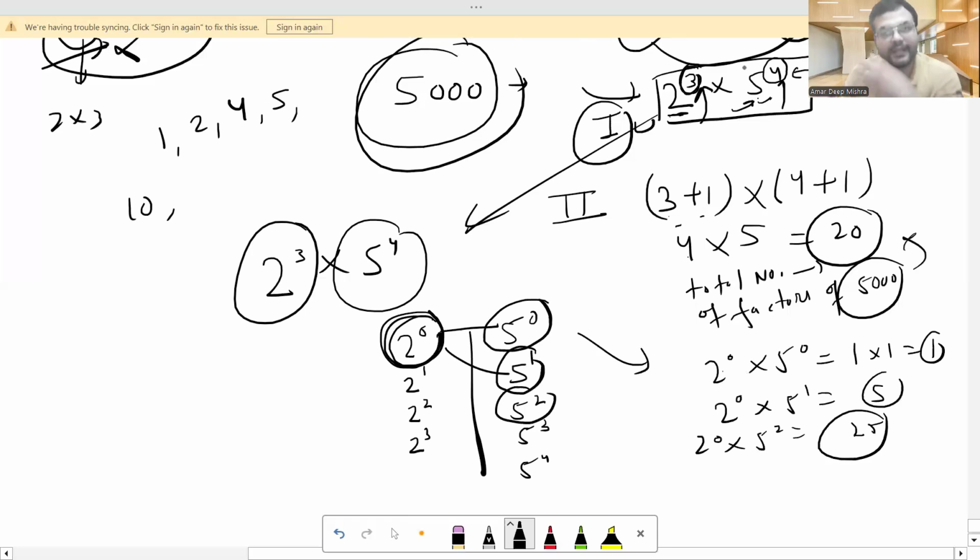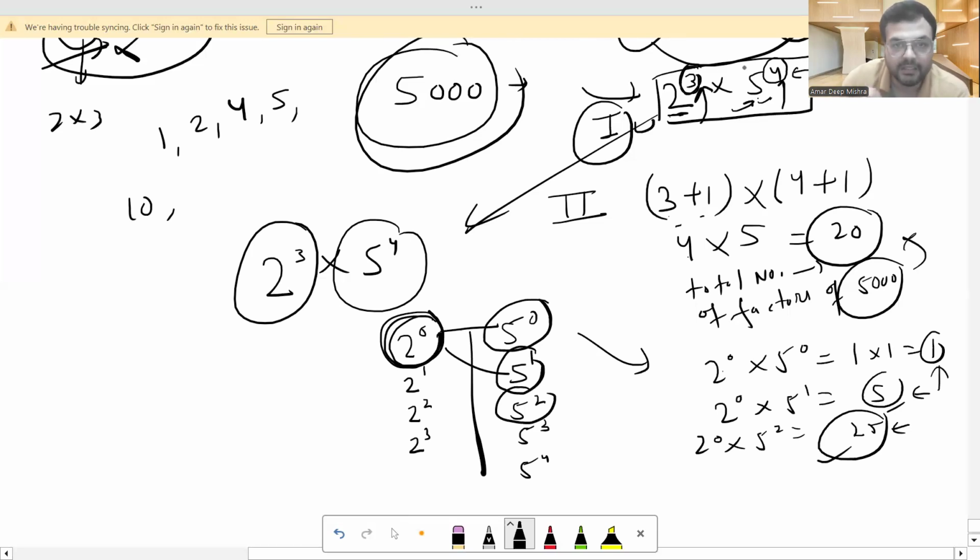So this is how you will get all the factors. But we do not have to find out these factors individually. We just have to count the total number of factors. In the question, it is being asked how many factors there are for 5,000. The total number of factors you have to find out. In the exam, you will not be asked to find out all these factors individually.